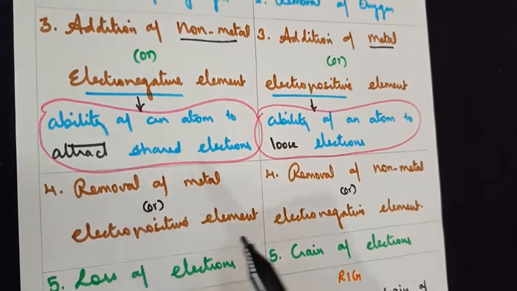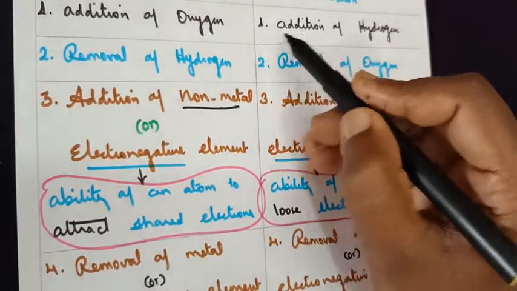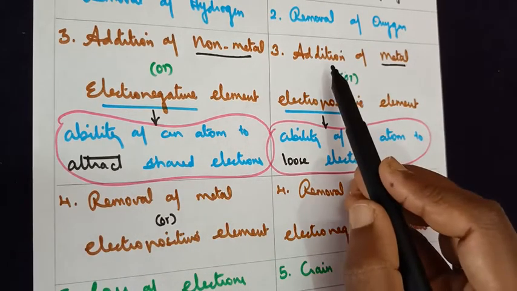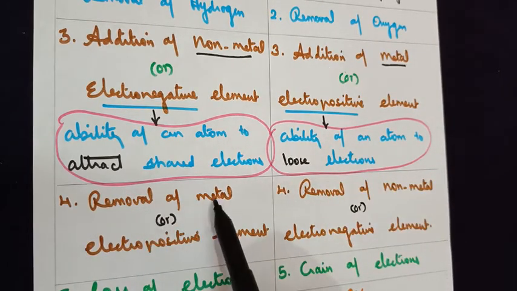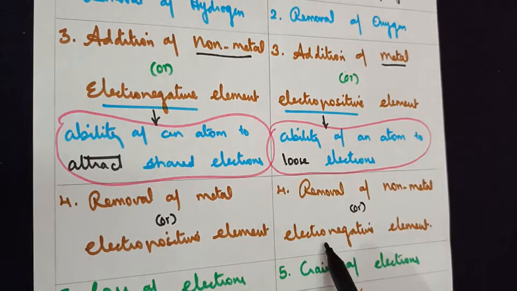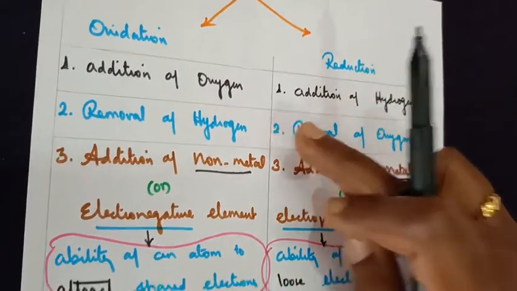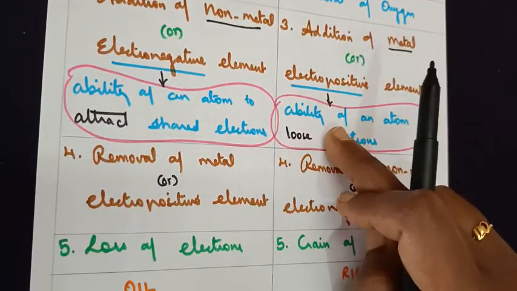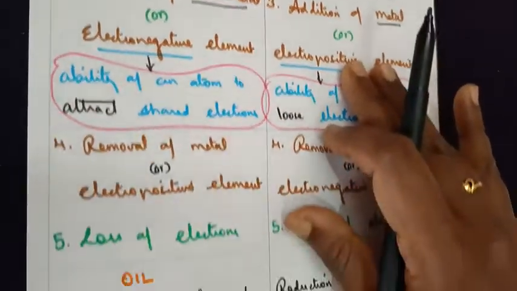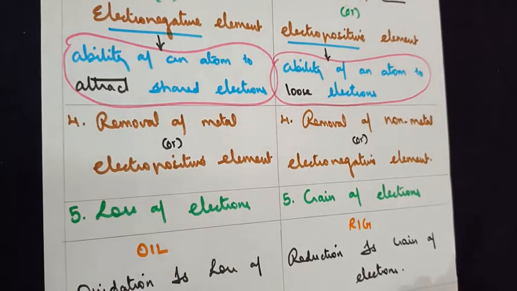The fourth type of statement for the same concept is removal of metal. The first two were the reverse of one another, and now we are reversing the same statement. Oxidation, when you say, removal of metal or an electropositive element. Here, reduction is removal of non-metal or removal of electronegative element. The second statement is the reverse of the first, and the fourth is the reverse of the third, but it is the same concept. Where you use the word addition, you have to use the word removal. That's all.